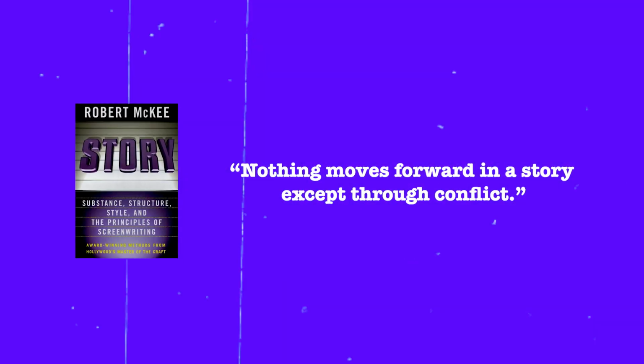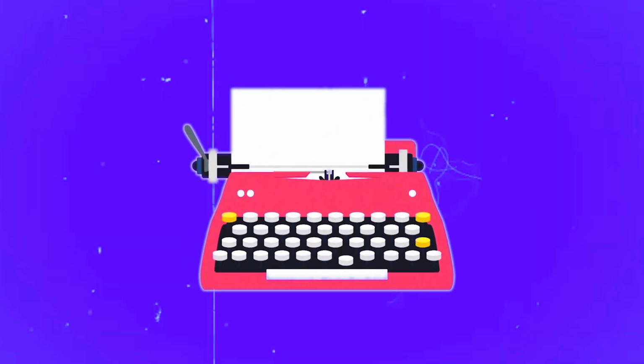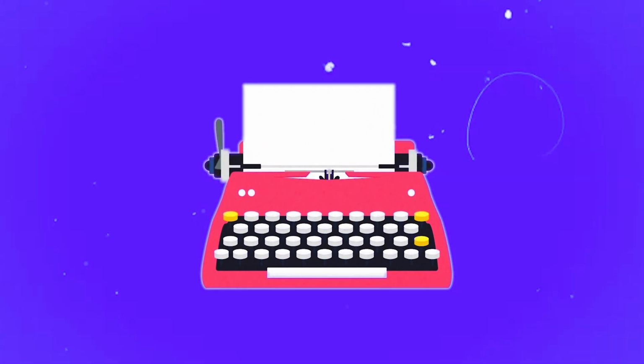As Robert McKee states in Story, nothing moves forward in a story except through conflict. So, how can we create conflict that drives scenes forward in interesting and organic ways?